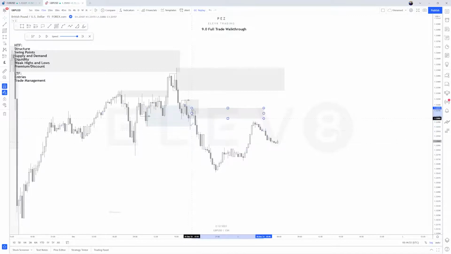So if I was to refine this down, I'd refine it to this candle. And as you can see, there's no inducement in this leg here. So this could be inducement for this supply.